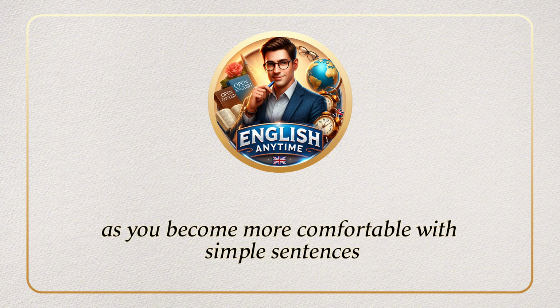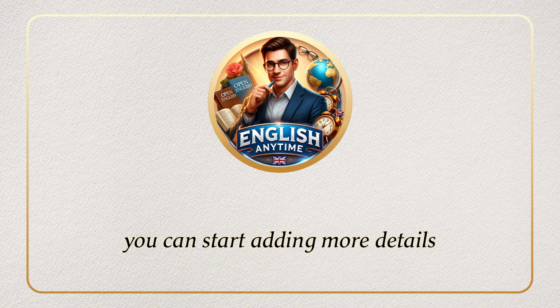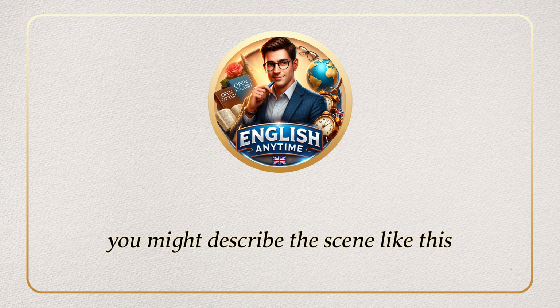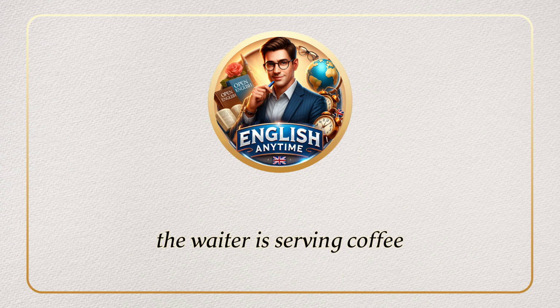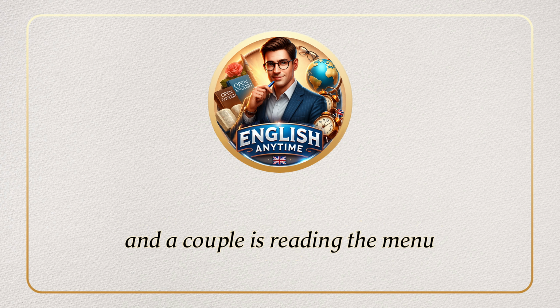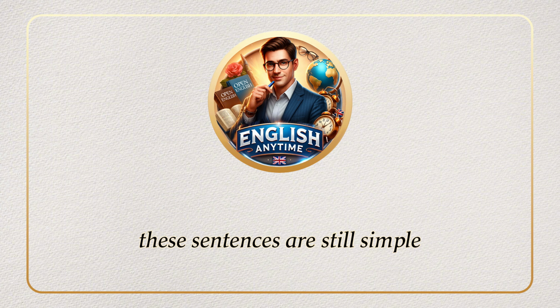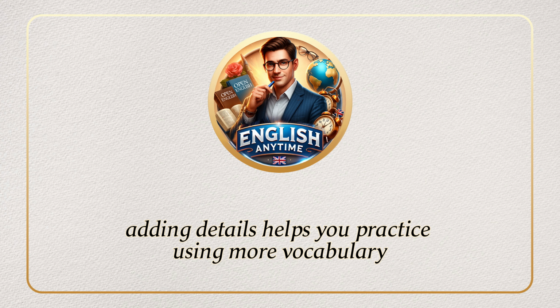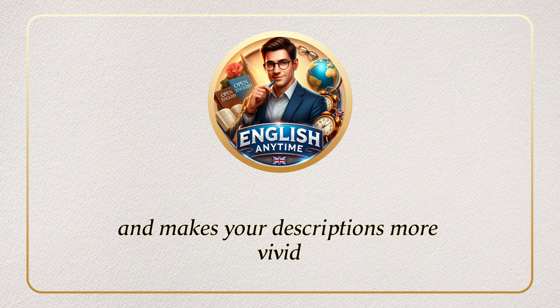As you become more comfortable with simple sentences, you can start adding more details. For example, if you're in a cafe, you might describe the scene like this. The waiter is serving coffee. Two friends are chatting at the next table, and a couple is reading the menu. These sentences are still simple, but they give a clearer picture of what is happening. Adding details helps you practice using more vocabulary and makes your descriptions more vivid.